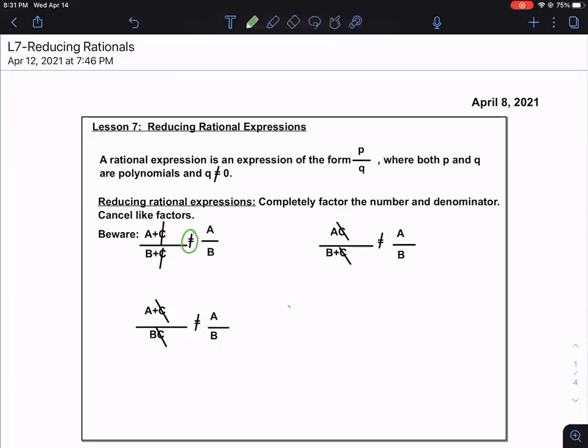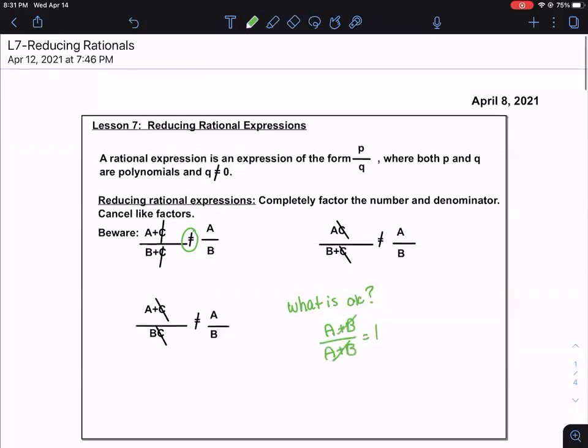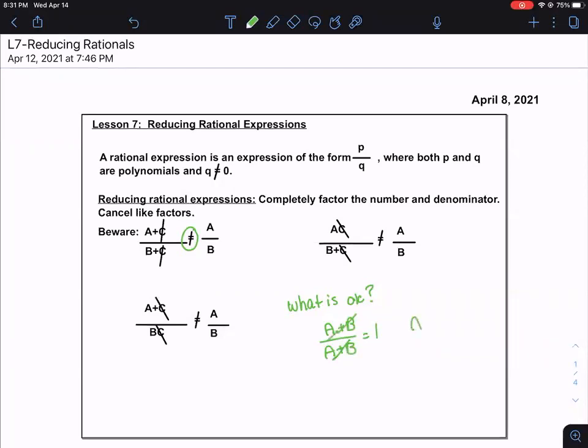Now, what you can do is if you have A plus B over A plus B, since those are exactly the same, it would reduce to a 1. Sorry, the whole A plus B. If you have A minus B over A minus B, that would also reduce to a 1.